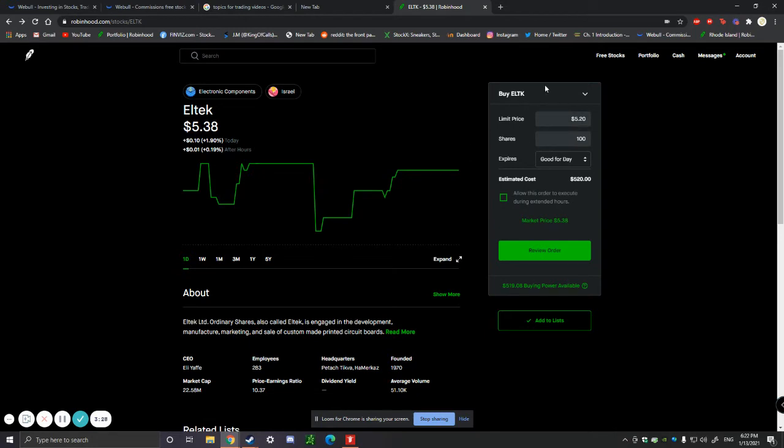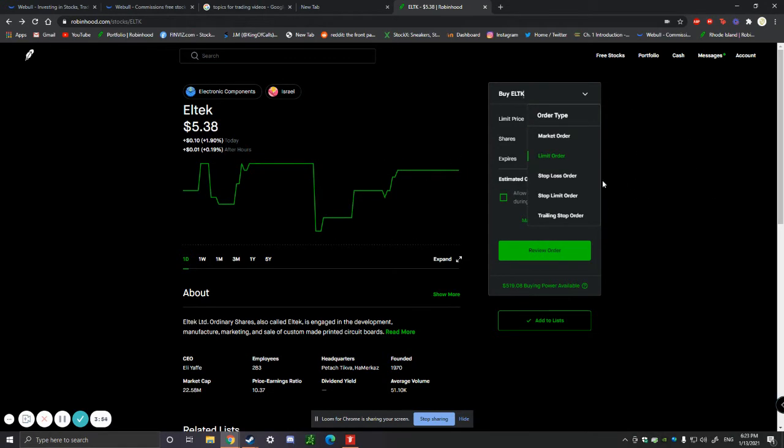But this would mean that if ELTK got to 5.2, it would automatically buy 100 shares for me. And this can be good. Obviously, you can miss out on profits. Let's say it gets to 5.25 and then goes all the way up. You'd miss out on those 5 cents. So it's a little situational, but it's definitely much better for these low liquidity stocks.